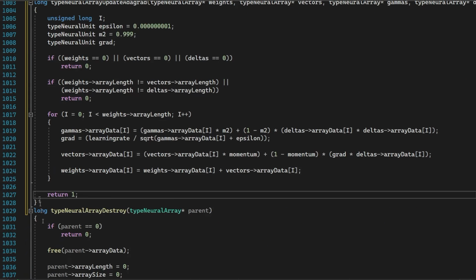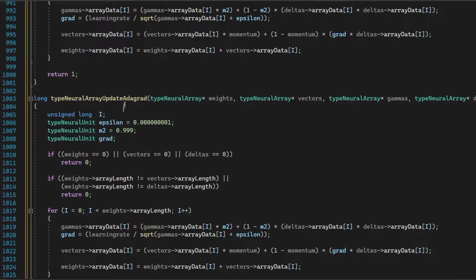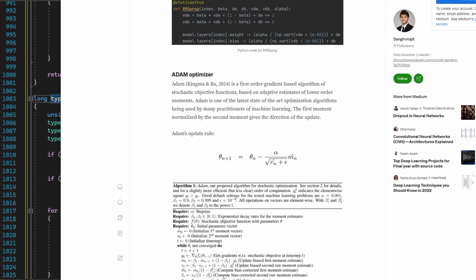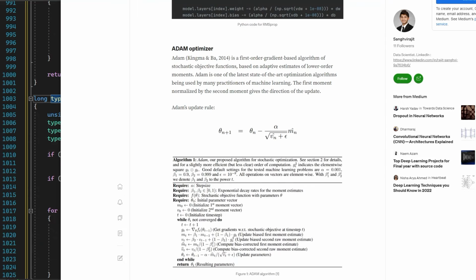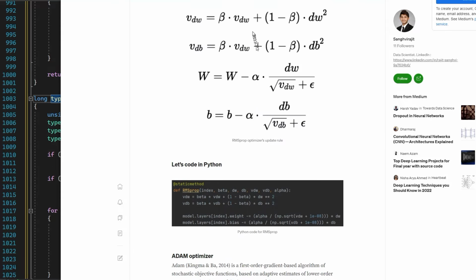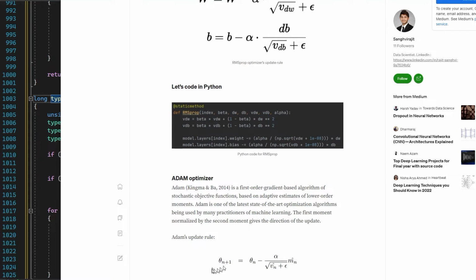Update Adam. So far, everything's been basically the same thing. The Adam optimizer. Okay, let's see if we can figure this out. What is it doing? What's the code right here? Adam optimization rule. Okay, the previous vector time equals this. The next vector, the next gammas. Actually, it's the same thing as I here. This is the gammas, not the vectors.